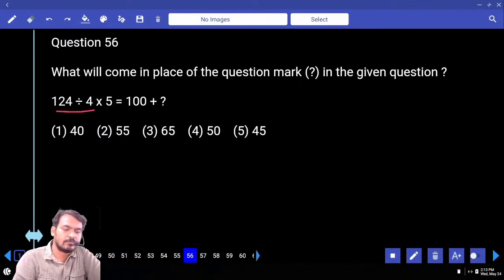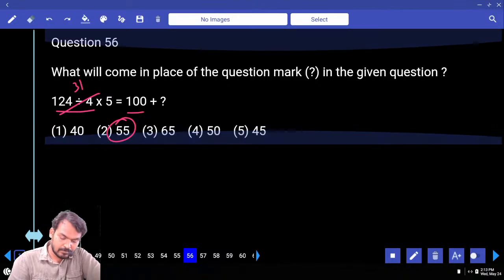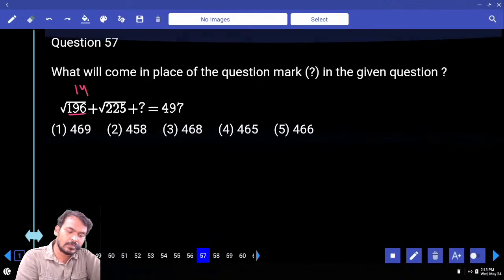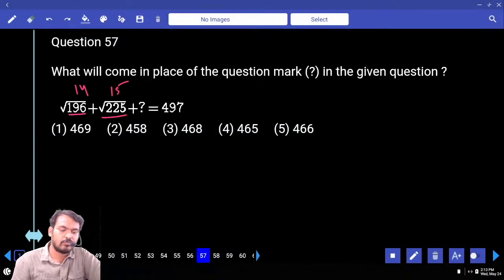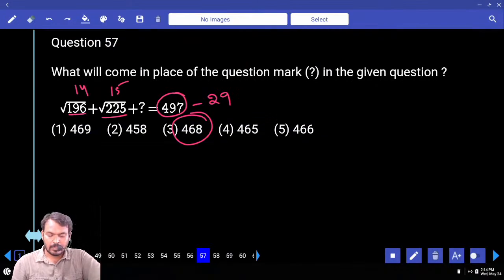124 divided by 4, 31 into 5, 155 minus 100, 55. Next 57. Square root of 196, 14. Square root of 225, 15. 14 plus 15, 29. 497 minus 29. What is the answer? 468.